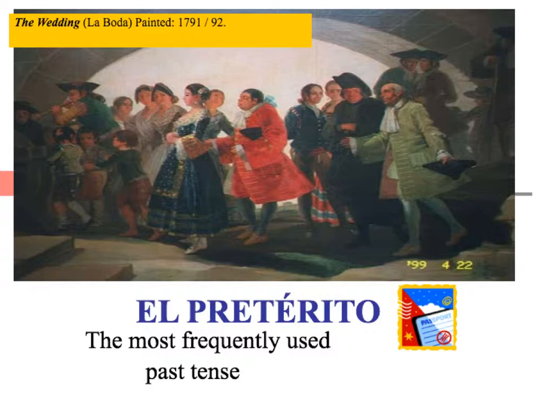So we've been talking in class about el pretérito. We know that that is a very commonly used past tense. Throughout this presentation, you'll also see some artwork by a very famous painter. His name is Francisco de Goya. And very briefly, we'll talk about his paintings because the paintings that he created were a bit like photographs that showed how people of his time lived.